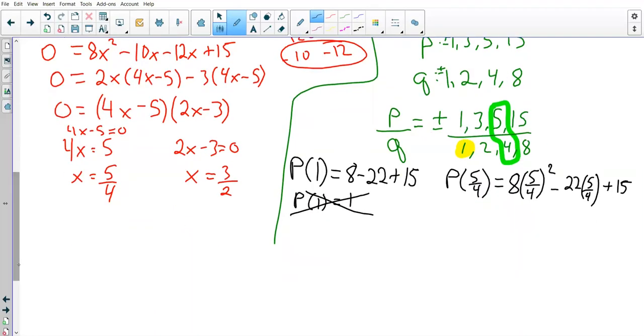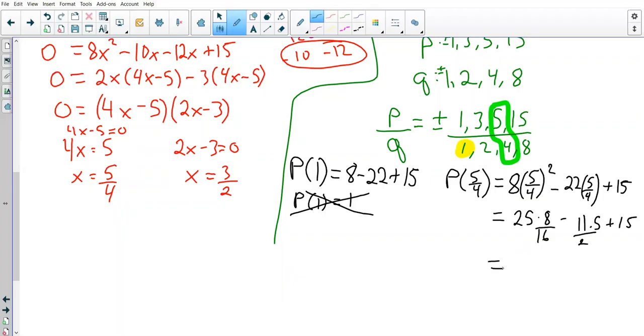So I'm going to get 8 times 5/4 squared minus 22 times 5/4 plus 15. Okay, so that's going to give me 25 times 8 over 16. We'll reduce that in just a second. The 22 over 4, I'm going to reduce to 11 over 2. I still have that 5 in the numerator, and then I've got a 15.